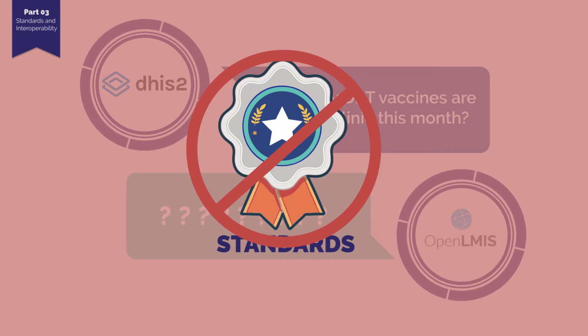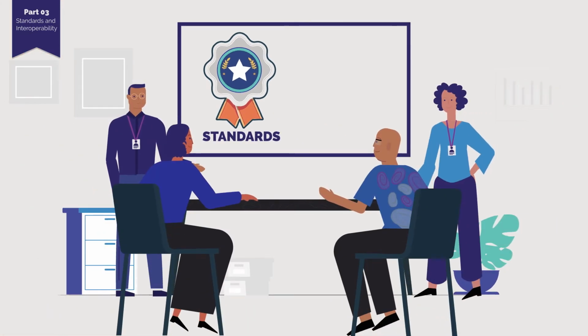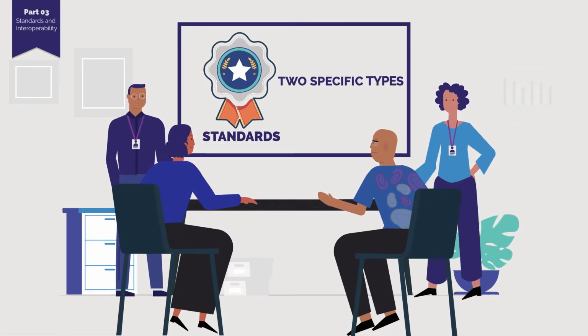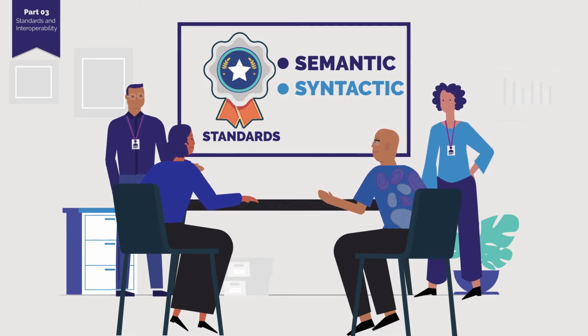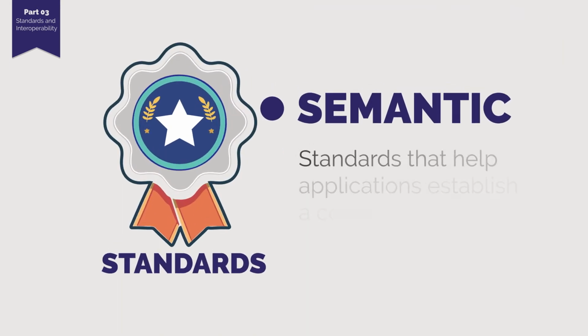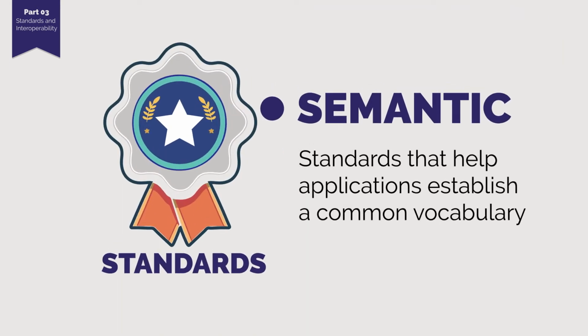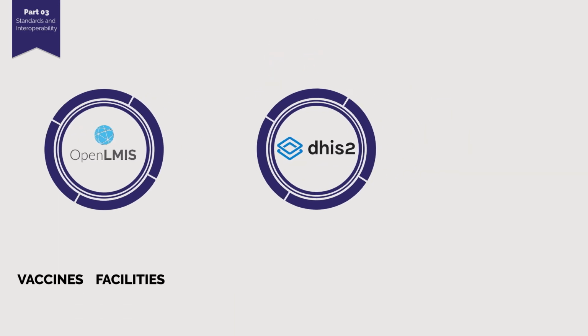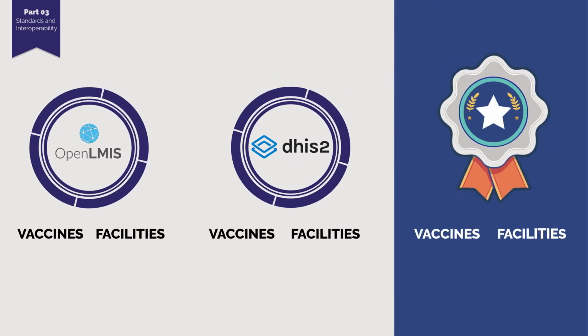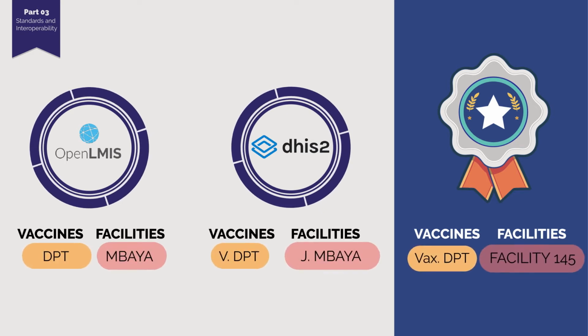The software development team instructs Lucy and Isaac on the importance of two specific types of standards to enable interoperability: semantic and syntactic. Standards that help applications establish a common vocabulary are known as semantic standards. For the two applications Lucy and Isaac are using in their immunization campaign, they need to agree on two vocabulary lists in order for the applications to communicate, one for the vaccines and one for facilities.